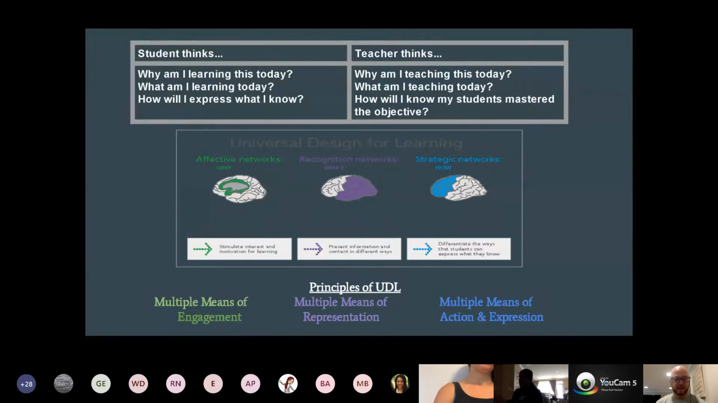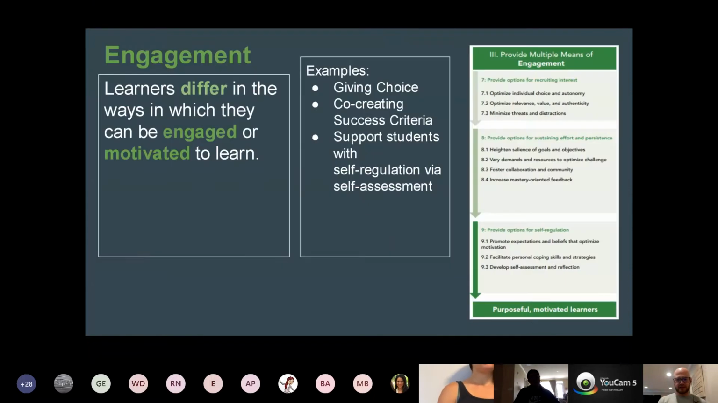So we have these three, and in the video you saw, we have multiple means of engagement, color-coded in green, multiple means of representation in purple, and multiple means of action and expression. Okay, those are those three pieces. So let's go into each one in a little more depth. So engagement, right? This is the why of learning, right? Actually, what you'll notice about each of the principles too, I don't know if you could see this in the corner here, there are 3 guidelines that go for each of the principles.